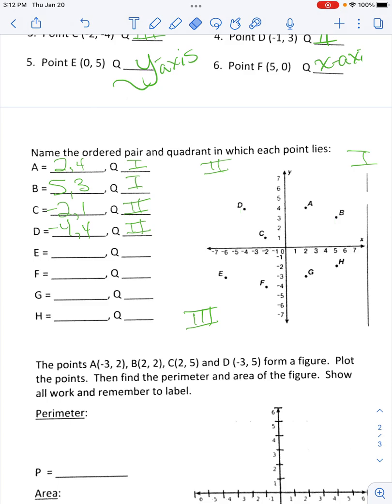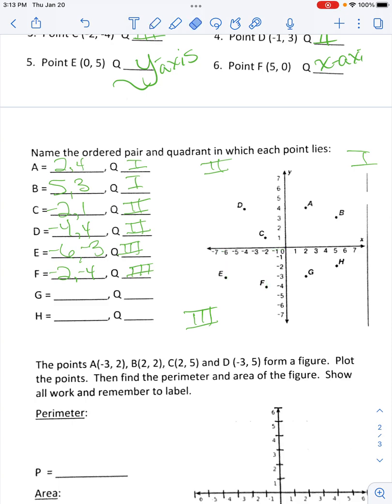Let me erase some of these lines. E, we're going left 6, so that's a -6, and then down, which is also negative. So -6, -3, that would be quadrant 3. And then F would be to the left 2, so -2, down 4, which is -4. So -2, -4, quadrant 3.